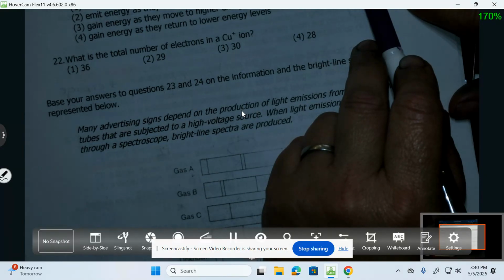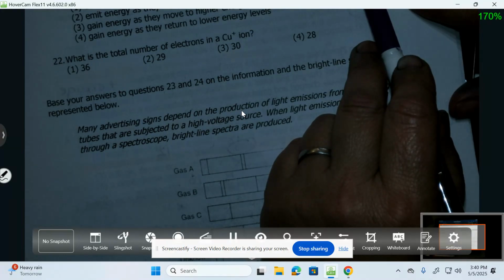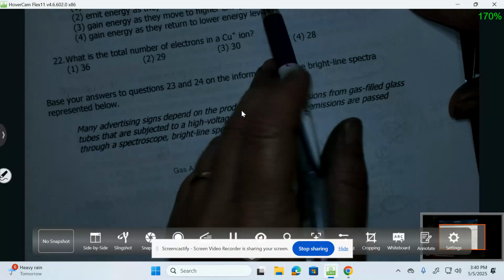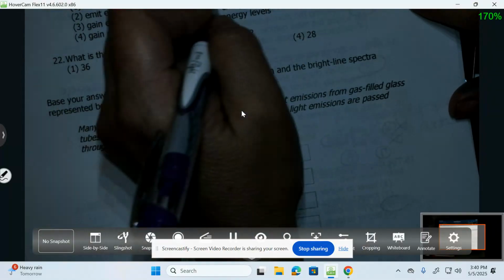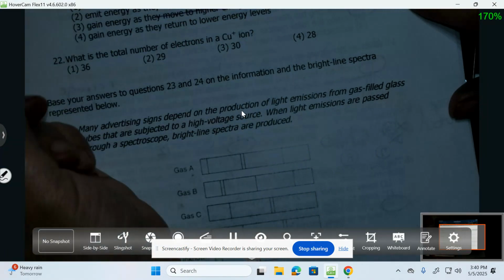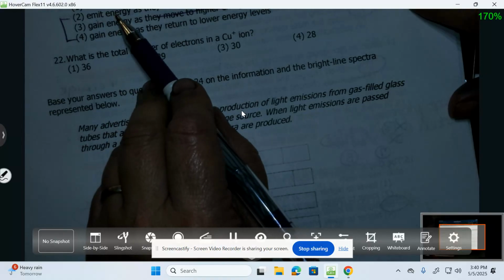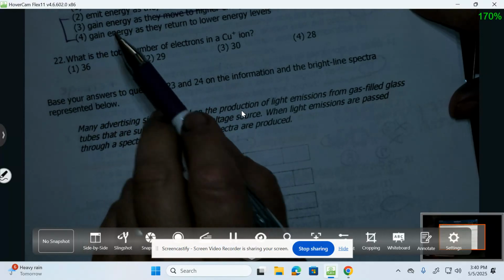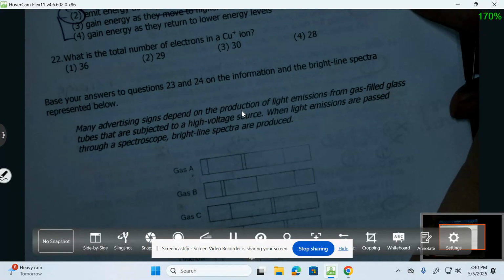When do we see the light of the firework? When they are coming back down. Good. So when they're coming back down, they're moving to higher energy levels? No, I don't like that answer. They're returning to lower? Yes. Move to higher energy? I don't like that answer. So now we're down to 2 and 4. Are they giving off the energy, or are they gaining the energy when you see the light? Giving it off. Emit means to give off.